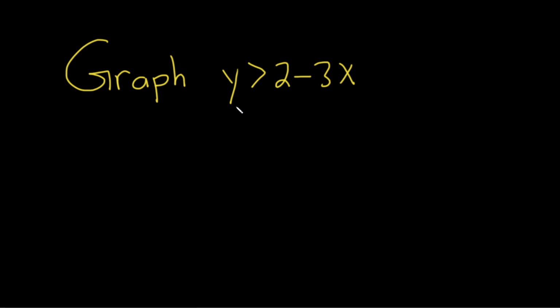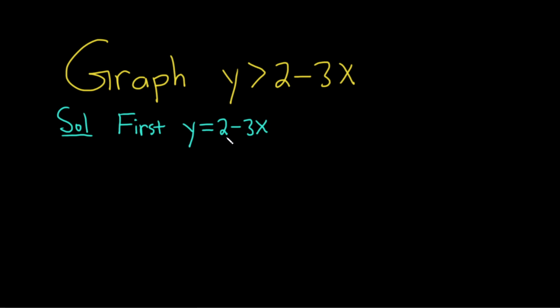Hi, in this problem, we're being asked to graph this inequality. So we have y greater than 2 minus 3x. Let's go ahead and work through this solution. Whenever you're graphing inequalities, the way I do it is I always first graph the equality. So first, we're going to graph the equality, which is y equals 2 minus 3x. That's always the first step when I do these.